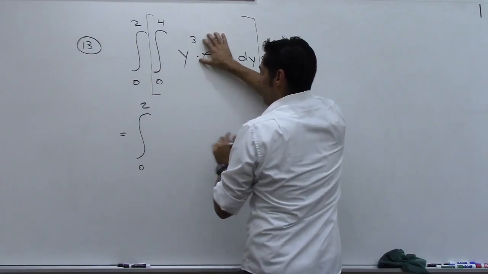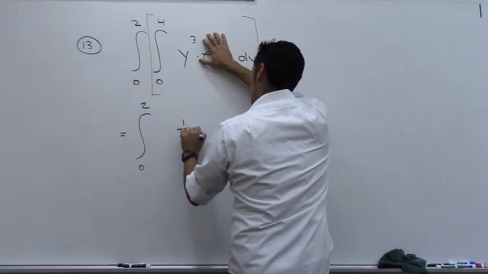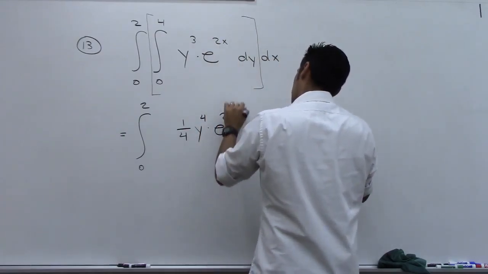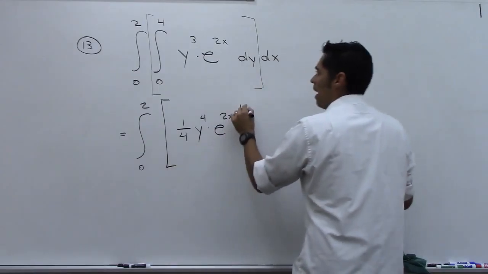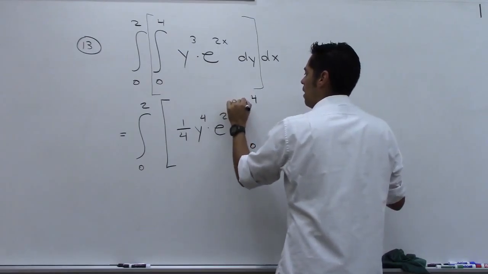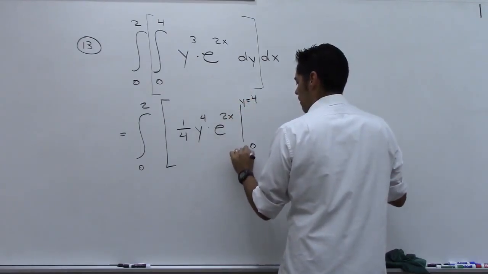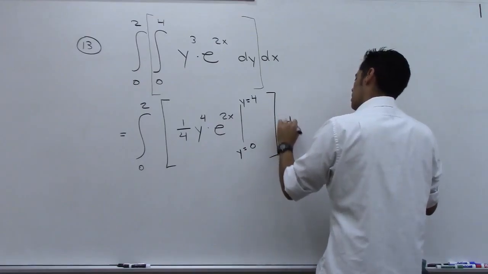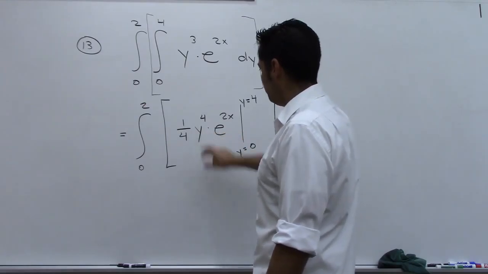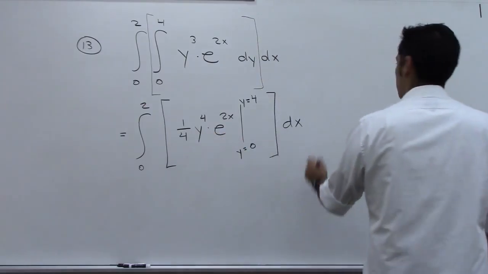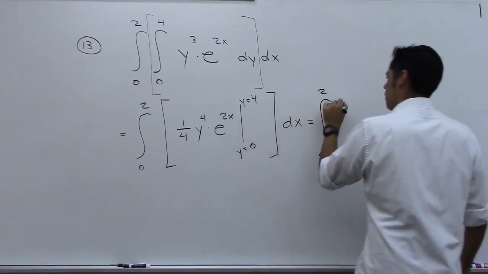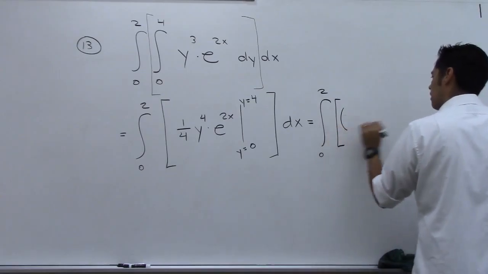So the antiderivative of y cubed is going to be 1/4 y to the 4th. But then we still have the constant here, e to the 2x. I'm going to evaluate that at 0 and 4, and remember, since we're integrating with respect to y, this is y equals 4 and y equals 0, dx. So what I'll do is I will replace y with 4. Integral 0 to 2, bracket, I'm going to have two things here.